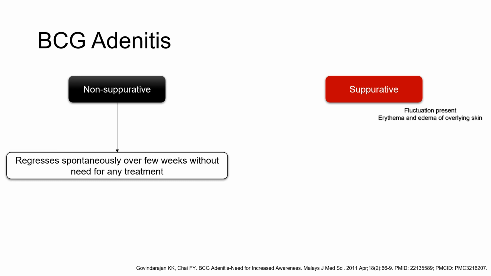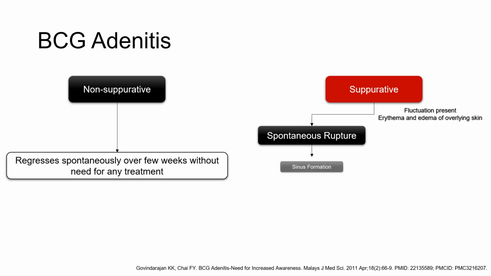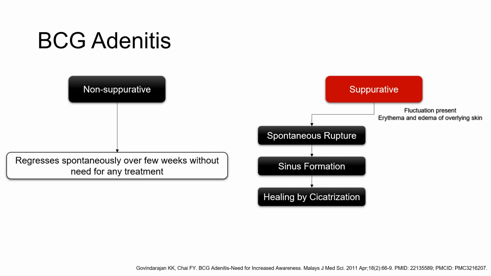But on the other hand, the suppurative adenitis, what can happen? The suppurative adenitis can spontaneously rupture. It can give rise to a sinus formation, and the sinus formation can heal by cicatrization later on. So what usually is done in suppurative BCG adenitis is that needle aspiration is performed. Usually a single time needle aspiration suffices to heal the suppurative BCG adenitis, but in some cases of recurrent BCG adenitis, repeated needle aspiration may be required. So that is all about tubercular lymphadenitis and BCG adenitis, and it is very important to differentiate between the two.